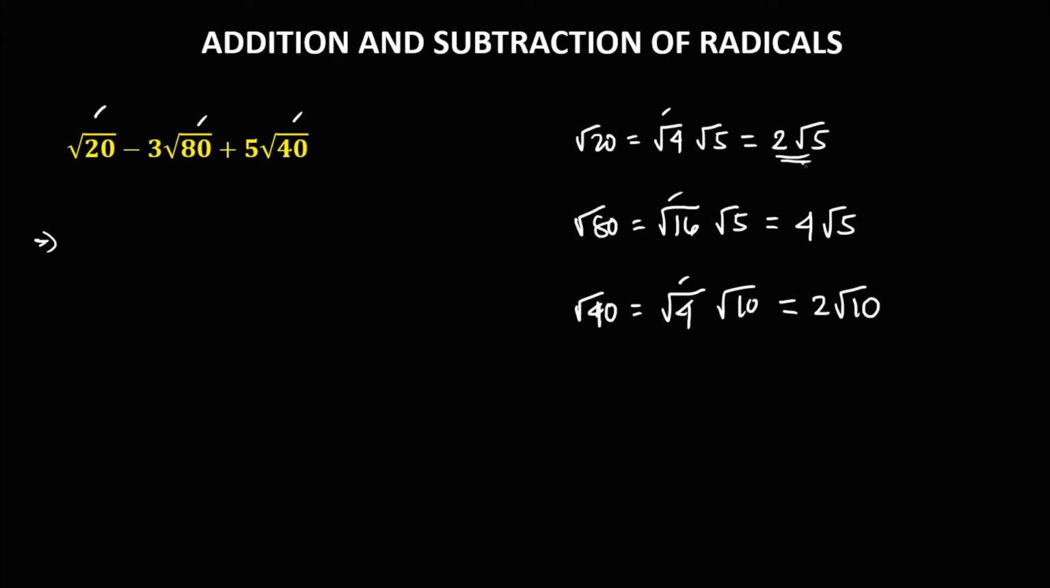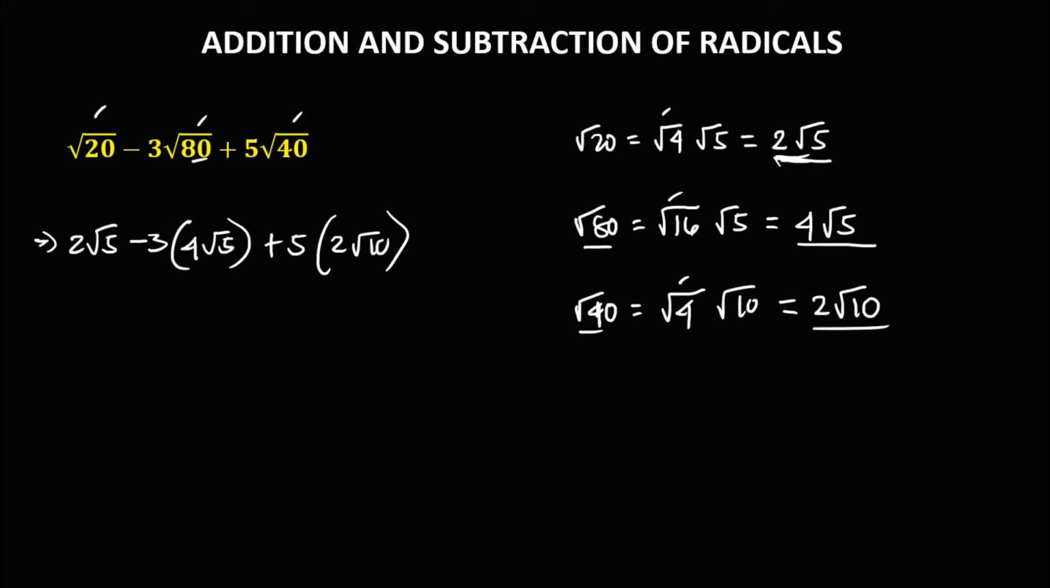So for square root of 20, that's 2 square root of 5, then minus 3 for the square root of 80. This square root of 80 is 4 square root of 5, then plus 5 for square root of 40, that's 2 square root of 10. Then simplify. We have 2 square root of 5, negative 3 times 4, that's negative 12 square root of 5, then 5 times 2, that's positive 10 square root of 10.